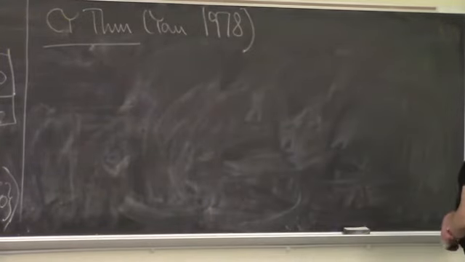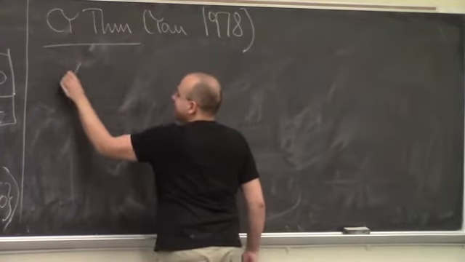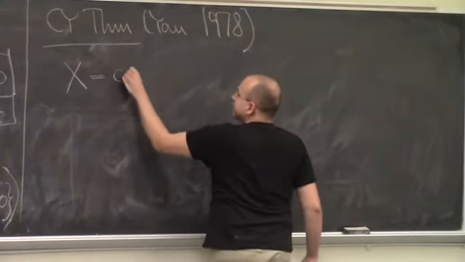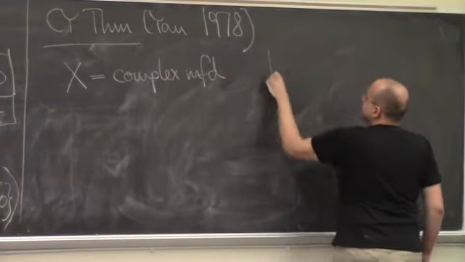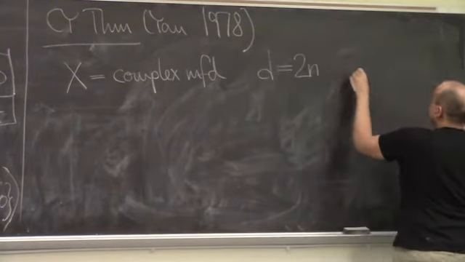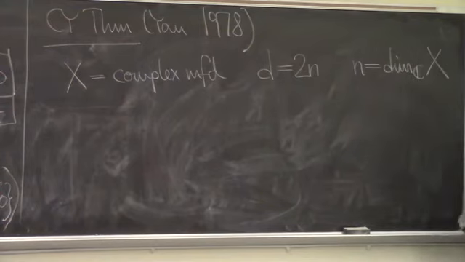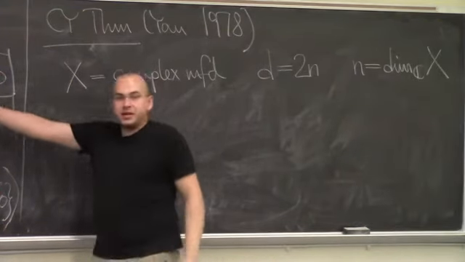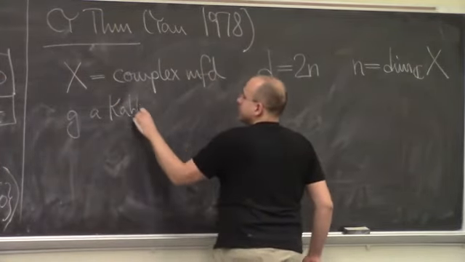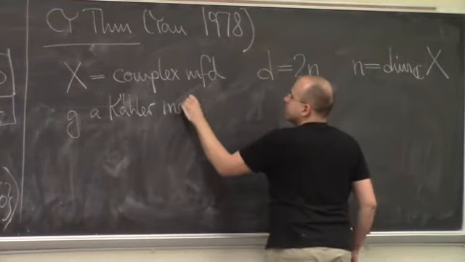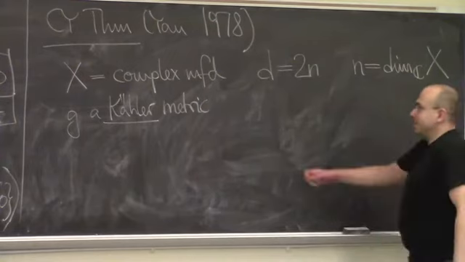So I'm going to try to explain this. From now on, we're going to be looking at Kahler manifolds. So we're going to be assuming that X is actually a complex manifold. So the real dimension d is equal to 2n, and n is the complex dimension. And I'm going to assume that the Riemannian metric that I'm looking at is a Kahler metric. So what does that mean? You have a complex manifold.